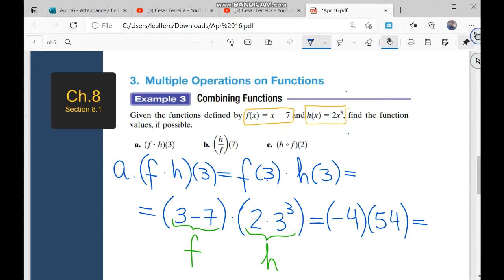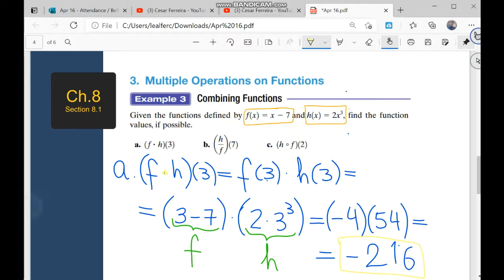And negative 4 times 54, negative 260. Right? That is the answer for, in this case, very simple multiplication. Now let's try a composition.